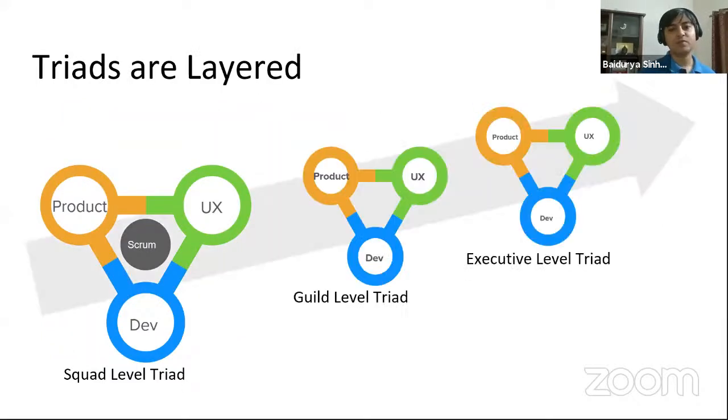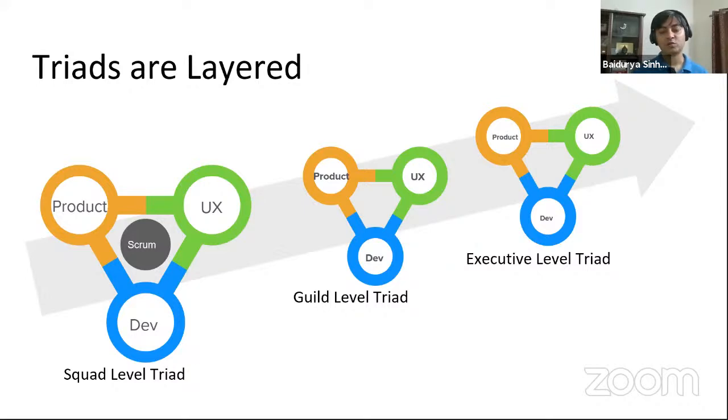And the triads can be layered. What do I mean by that? For a complex organization, triads can exist at different levels altogether, right? There can be a triad at a squad level. And I think in the first day presentation from Adam, we looked a little bit at the squad. It's the cross-functional team who is responsible for a part, product, or a feature.